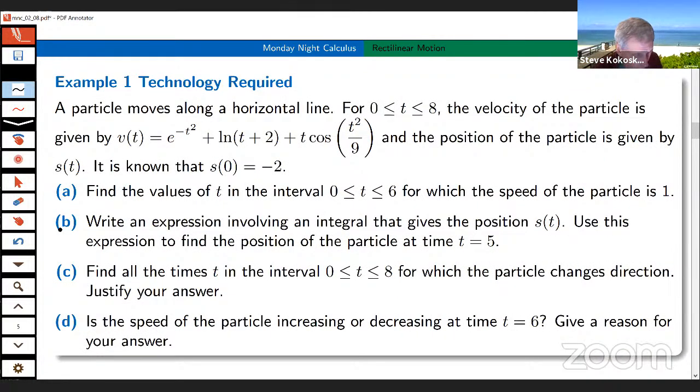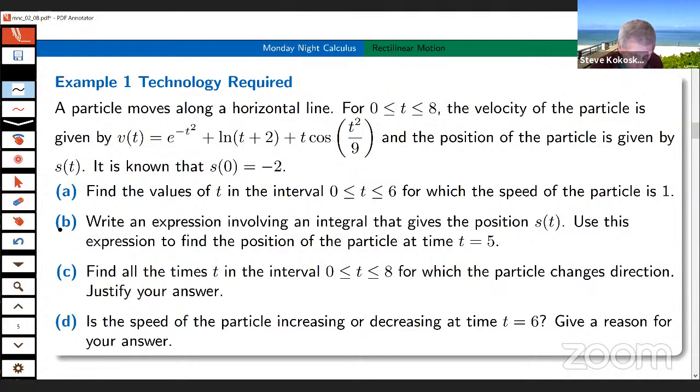Here we have a particle moving along a horizontal line. We'll take a look at the time interval, just 0 to 8, and take a look at that velocity function, if you would, for a minute. I probably overdid it here, but the point I'm trying to make is this is meant to discourage students from trying to integrate that expression. Yeah, they could probably find the derivative by hand, but this is clearly a technology active question.